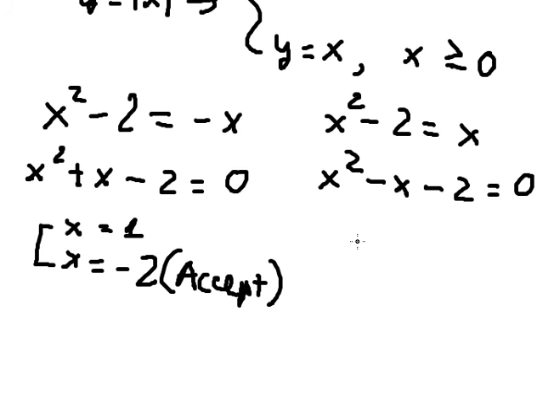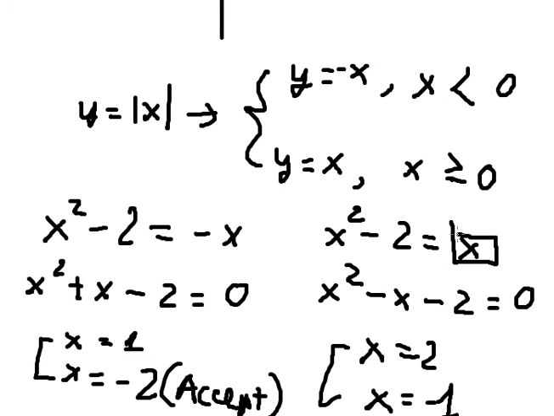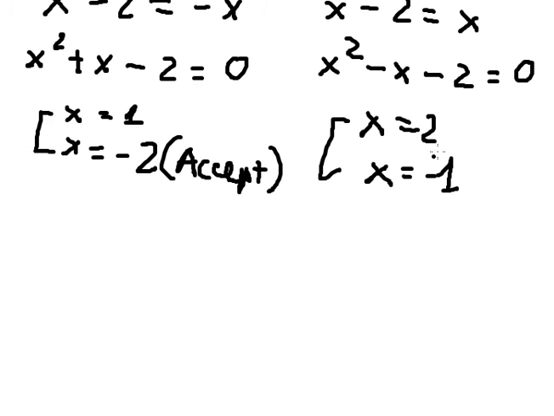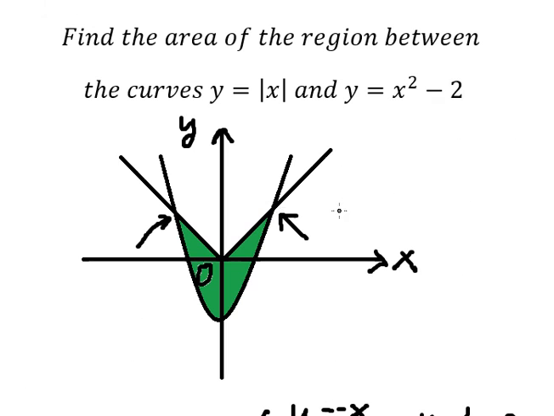About this one, we have x equals 2 and x equals negative 1. That is for x greater than or equal to 0. So we need to accept this one. So this should be from negative 2 to positive 2.